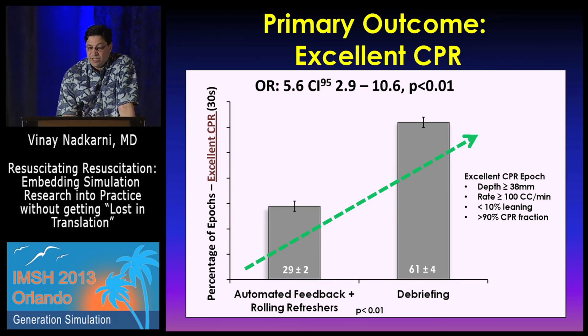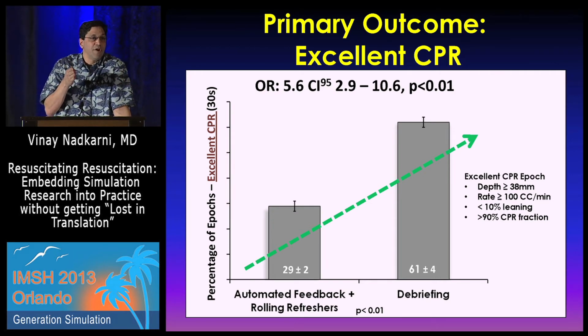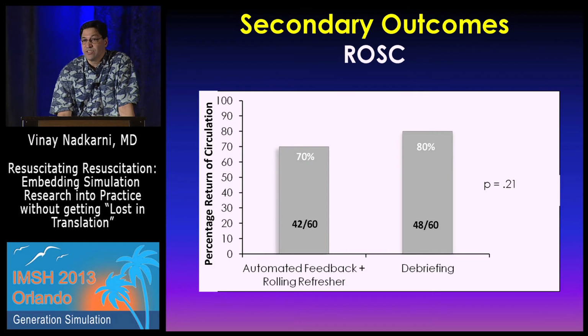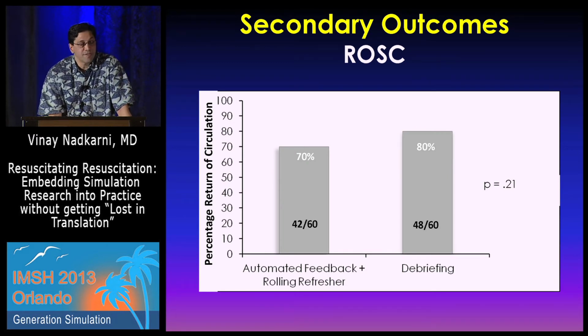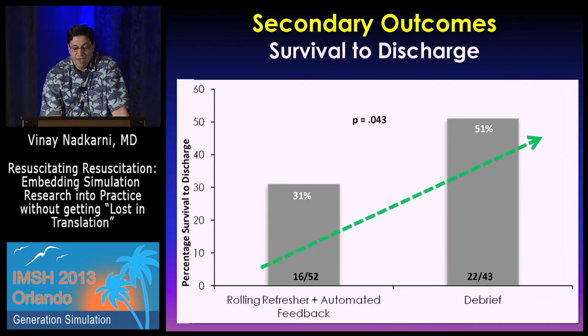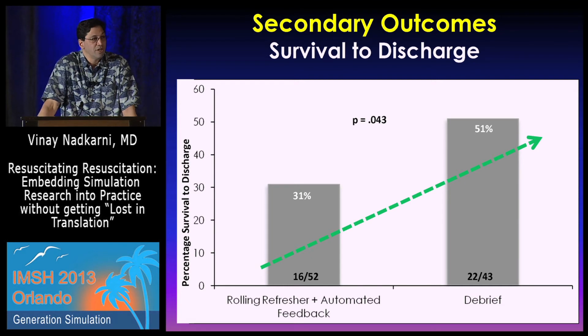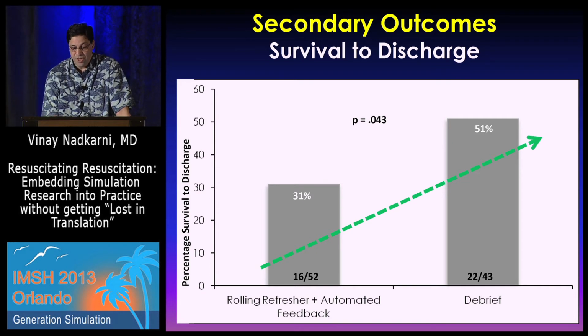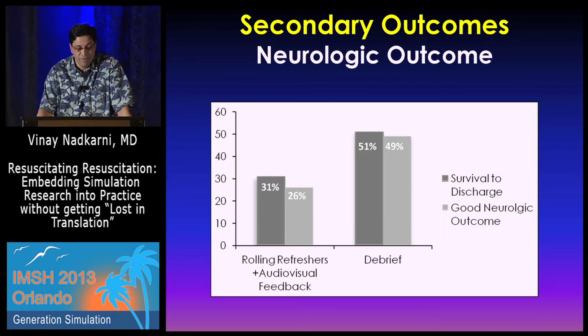And importantly, during the debriefing period, our excellent CPR, where all 4 parameters of CPR were correct, went from 29% to 61% of epochs, 5.6 times better, and our return of spontaneous circulation improved from 70 to 80%, not significant. But our survival to hospital discharge improved from 31% to 51% over that period, and our intact neurologic survival from 26% to 49%, a doubling of intact neurologic survival from cardiac arrest in the ICU.